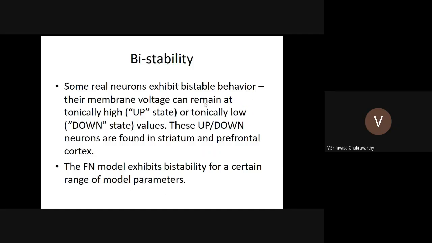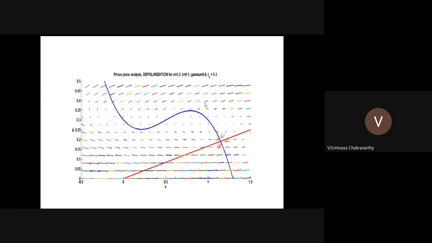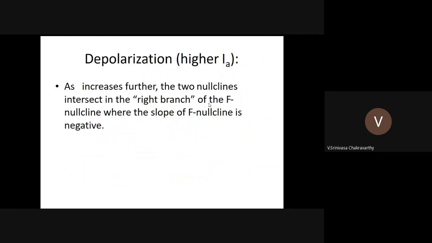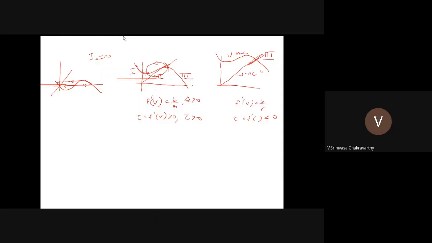Okay, so next we have another interesting case, which is called bistability. In the last three cases, we have seen that the intersection happens either in the first branch, the second branch, or the third branch. You can think of another case, not by varying the input current, but by varying the slope of the W plane and making it look like this.